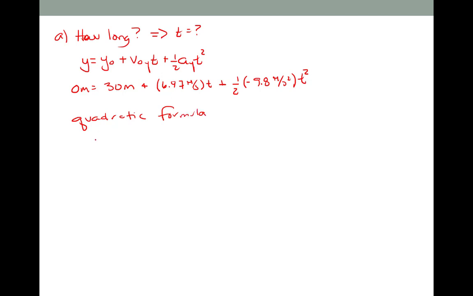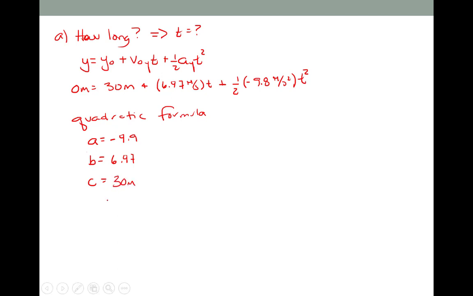I can identify the coefficients I need for the quadratic formula. A is the coefficient of the squared term, so that's negative 9.8 divided by 2, which is negative 4.9. B is the coefficient of the linear term, the one that's proportional to t, so that's 6.47. And C is the coefficient of the term that doesn't have a t, so it's 30 meters.